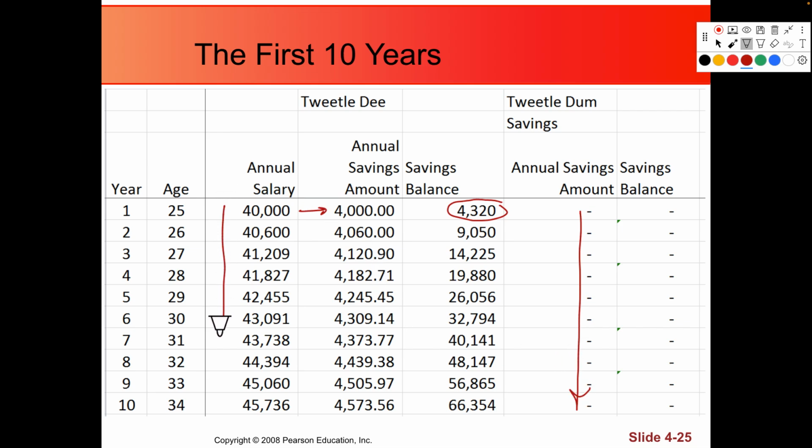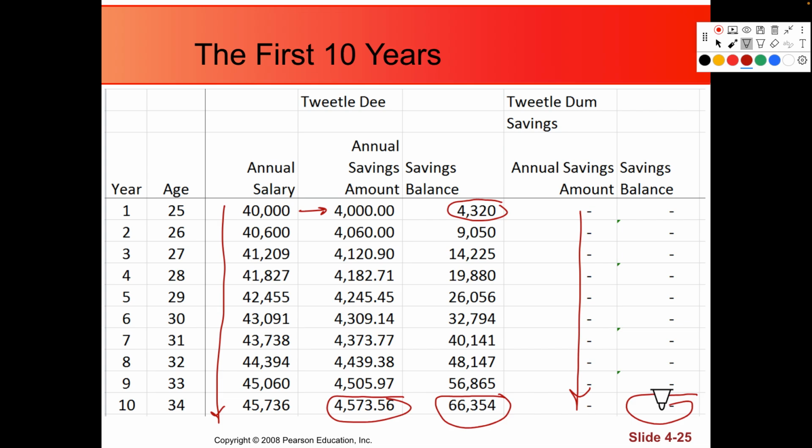After 10 years, salaries keep going up because they're doing good work. I can't remember what percent raise this is. But notice, since he's with their employer, they're putting 10% away. When Tweedledee's salary goes up, so does the amount that he's saving. And so at year 10, he saved $4,573. But look, from nothing, in 10 years he's got $66,000 now. His brother, sibling, has nothing.